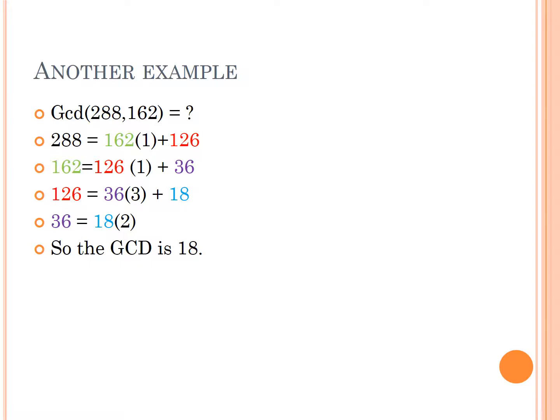Now I'm going to make 126 my dividend, 36 my divisor. I see 3 36s add up to how much? 108, and there's 18 left as the remainder. And finally, I move 36 over to the other side as my dividend. 18 becomes my divisor. It goes in twice. There's no remainder. The last non-zero remainder is my GCD.